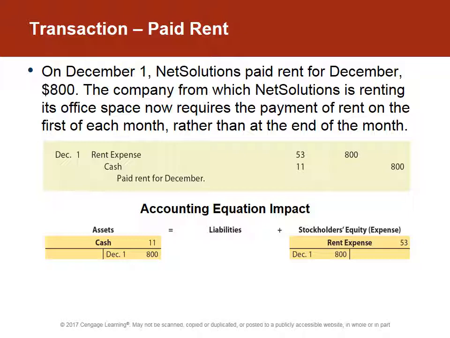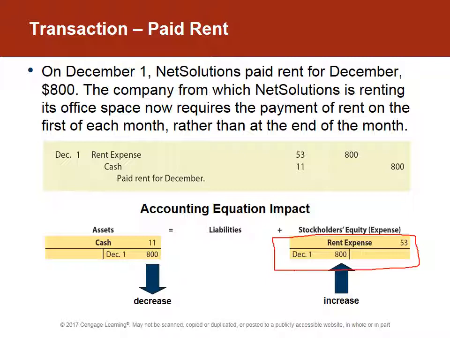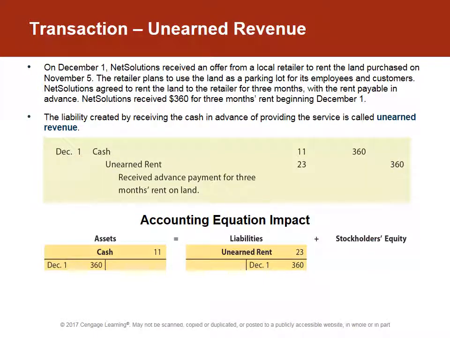Cash decreases are recorded as a credit because it's an asset. Assets are decreased by a credit. Rent expense is a part of stockholders' equity. It makes my stockholders' equity go down. Stockholders' equity is increased by a credit, but it is decreased by a debit. And so since my rent expense went up, it's recorded by a debit. But the ultimate effect is that stockholders' equity is going down.